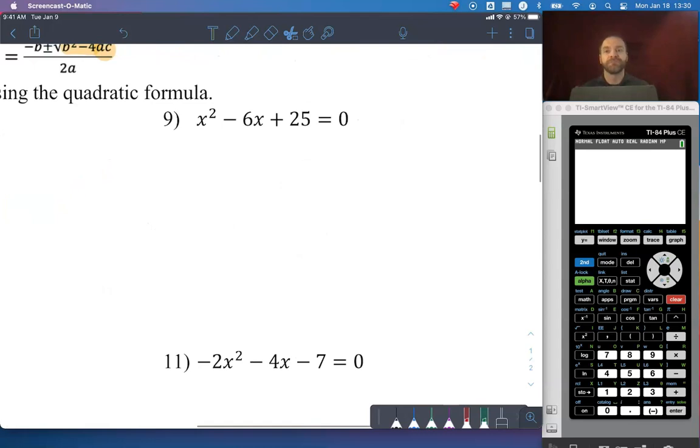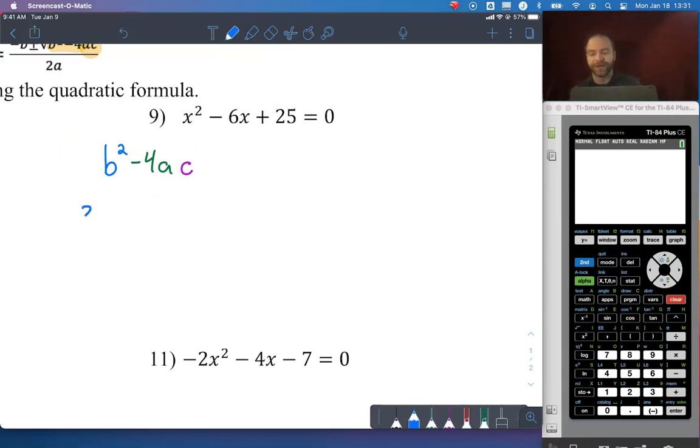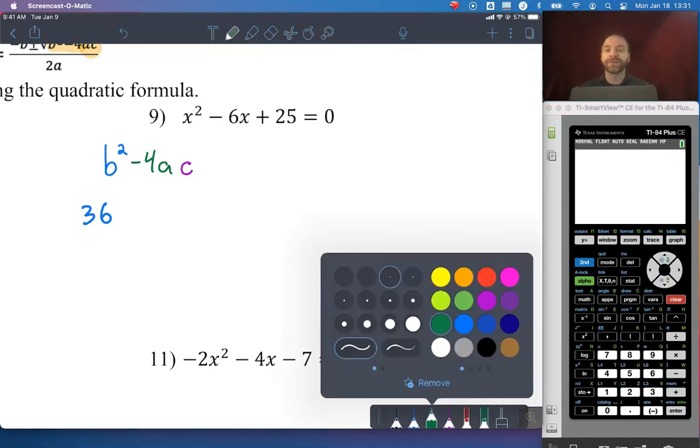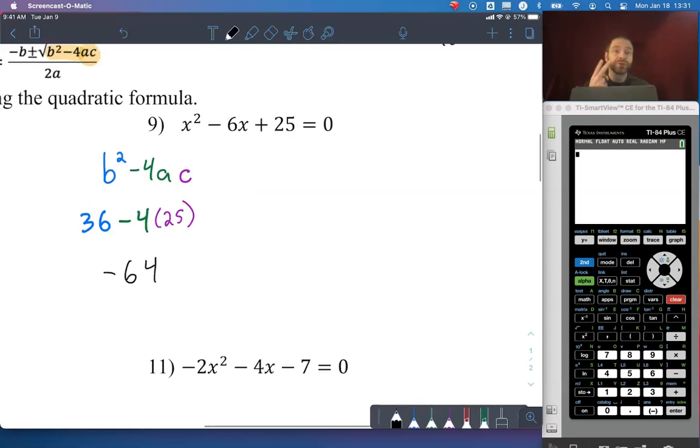All right, so if I look at number 9, again, same idea, b squared minus 4ac. So I have b is negative 6. Negative 6 squared, 36. Just going to write it down. Minus 4 times a. Well, a is 1, so I have minus 4 times c. Well, that's 25. So really, that would be 36 minus 100, which in this case is a negative 64. Again, notice your discriminant is negative, which means you're going to have two imaginary solutions.